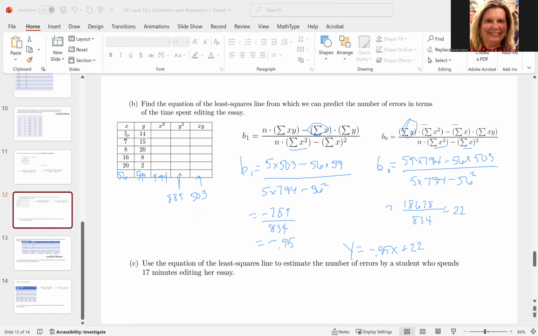Now, one of the ideas here is that you can use this to make predictions. So use the line of least squares to predict the number of errors, which was y, by a student who spends 17 minutes editing her essay. The idea here is you now substitute in that x value. So negative 0.95 times 17 plus 22. Let me check, that gives me 5.85 errors.